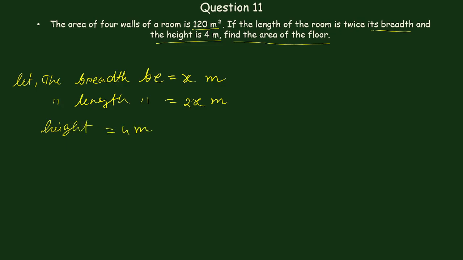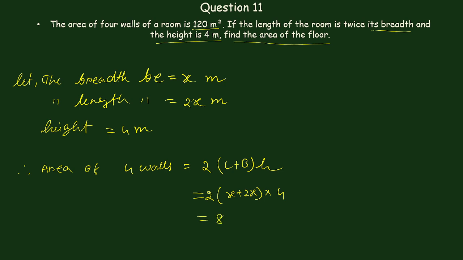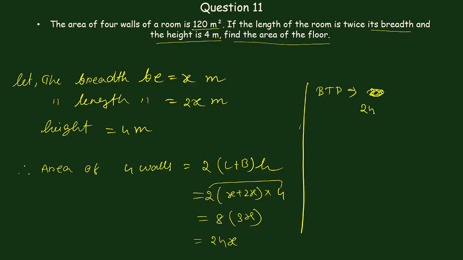Height is 4 meter. So therefore area of four walls will be what? Area of four walls equals 2 into (length plus breadth) into height. So 2 into (x plus 2x) into 4. So 8, 2 and 4, 8, and this is 3x. So 24x. So by the problem, what? By the problem, 24x is equal to 120.